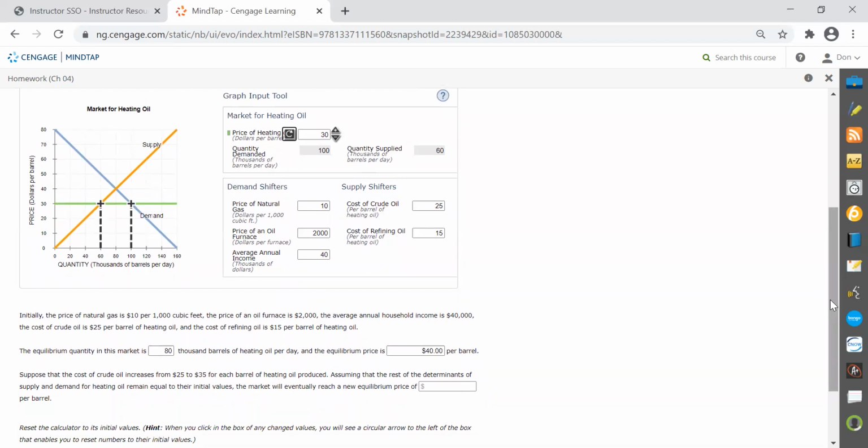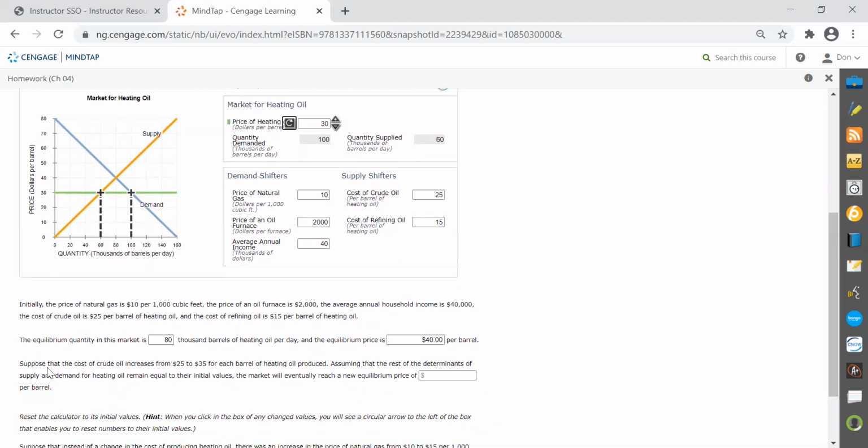The next part of the question says, suppose that the cost of crude oil increases from 25 to 35 for each barrel of heating oil produced. Assume that the rest of the determinants of the supply and demand for heating oil remain unchanged. What will be the new equilibrium price? So we're going to change the cost of crude oil from 25 to 35. We'll come up here and change this 25 to 35, and that should switch. Yeah, it did. It's exactly right.